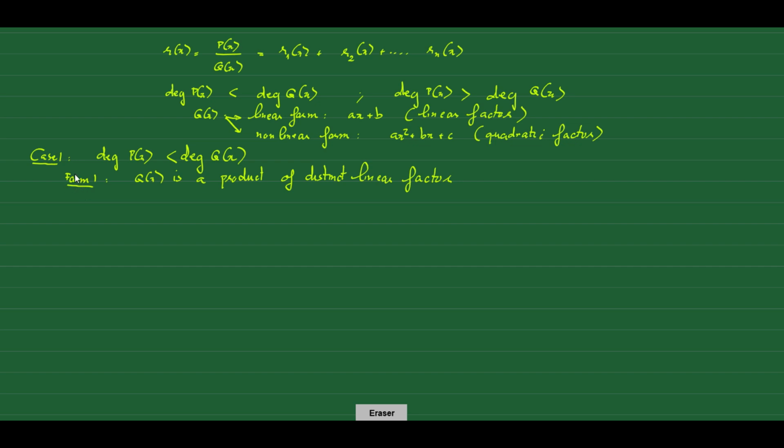You know what? I'm going to use different colors, easier for you to see. Let me use a different color here. Let me see. I can use this one. So cube x is a product of distinct linear factors.